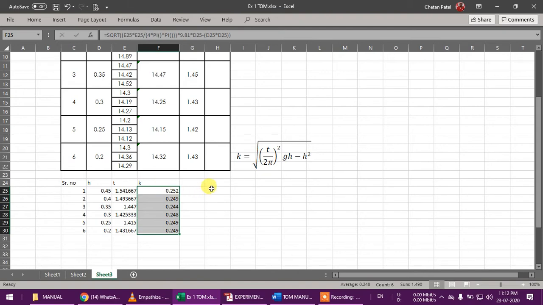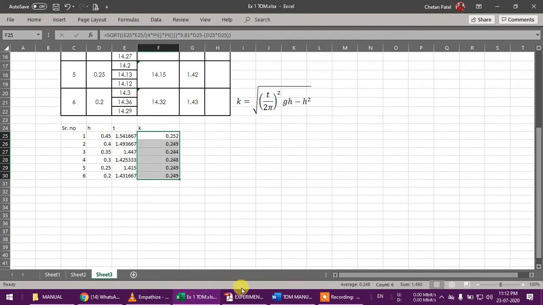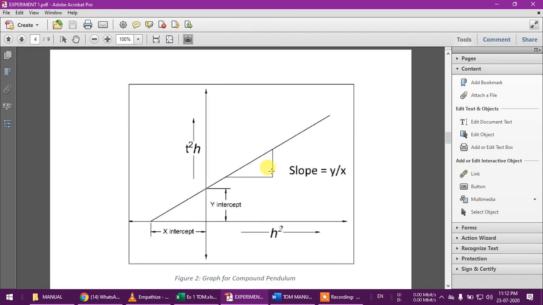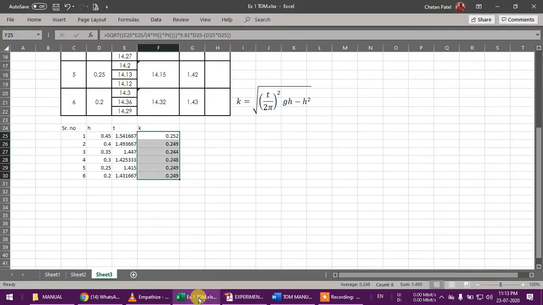Okay, now we need to plot the graph. So how will we plot the graph? The graphs are something like this. Graph 1 will draw t square h versus h square. So t square h is y and h square is x. So first we'll take h square. So let us put here h square, and here we'll write t square multiplied into h. How? Just click here, is equal to h multiplied by h, press enter.